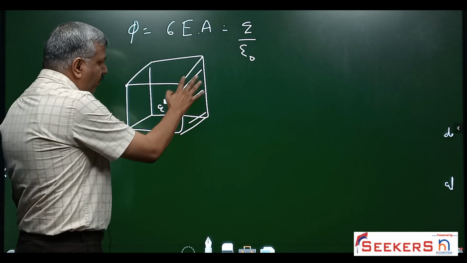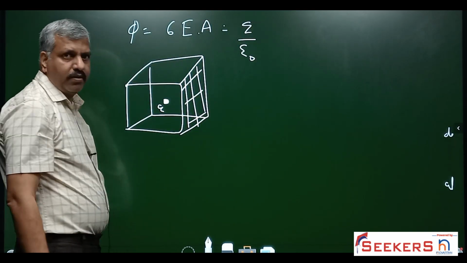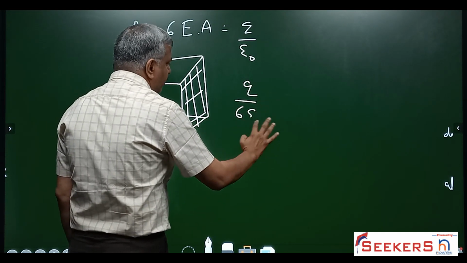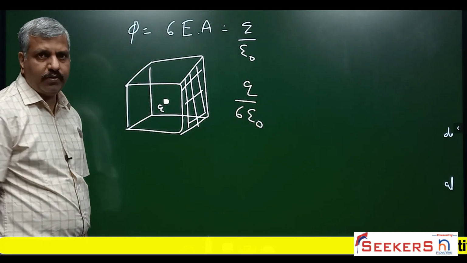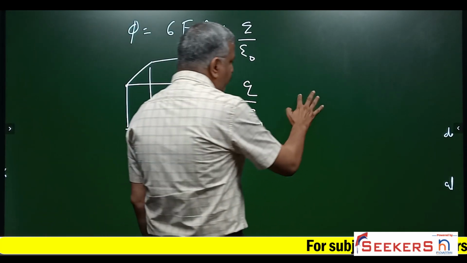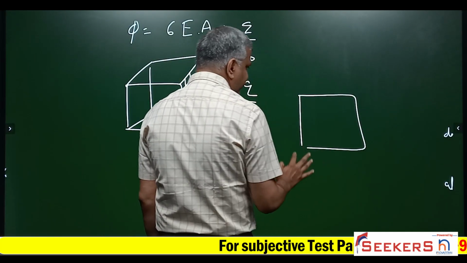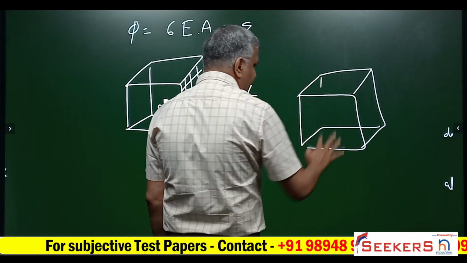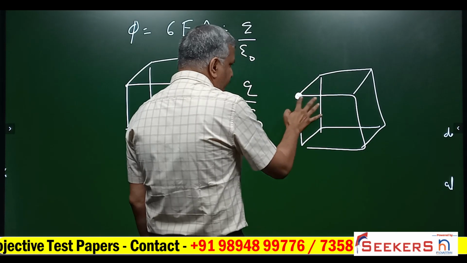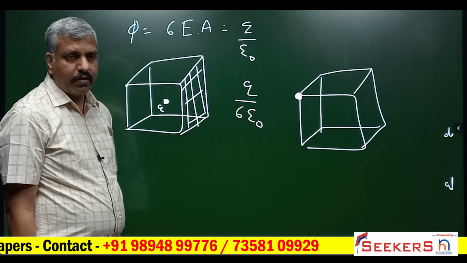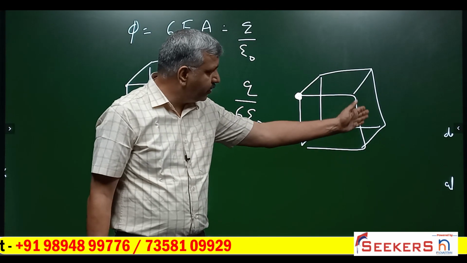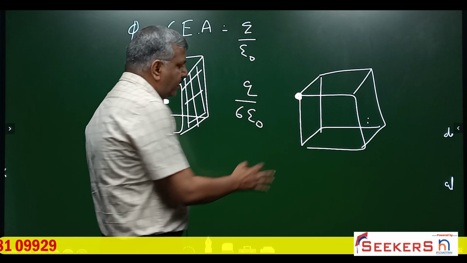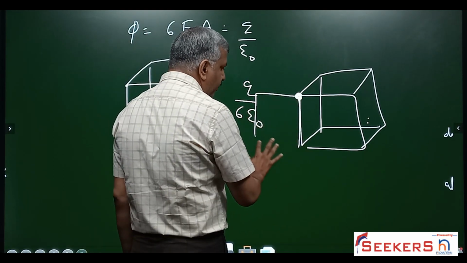Now they can ask me what is the flux through each of these walls. So the flux through this wall will become equal to Q by 6 epsilon naught. I hope you are able to get it. Similarly, suppose I have a cube here and at one of these corners I have a charge. Now they can ask me what is the flux on this face or on this face or anything. So the way I go ahead is, look, I'm going to put one more cube here.